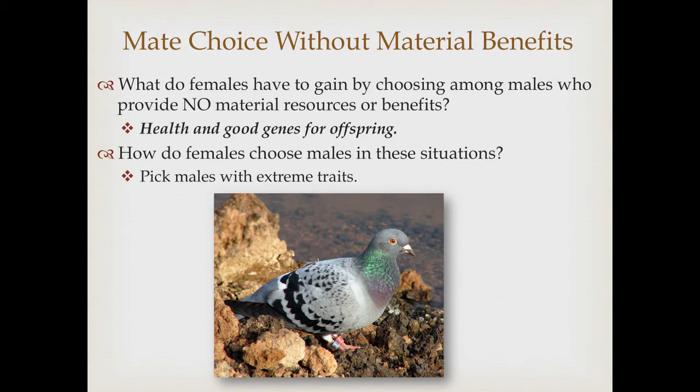Well, how do the females choose among males in these situations? Again, as we talked about in communication, they're looking for honest signals of a male's health, and so that means they have to pick males with extreme traits. Remember, an honest signal is one that's costly to produce and maintain. It's not something you can lie about. And the more extreme the trait, the greater confidence the female can have that that male is of high quality.